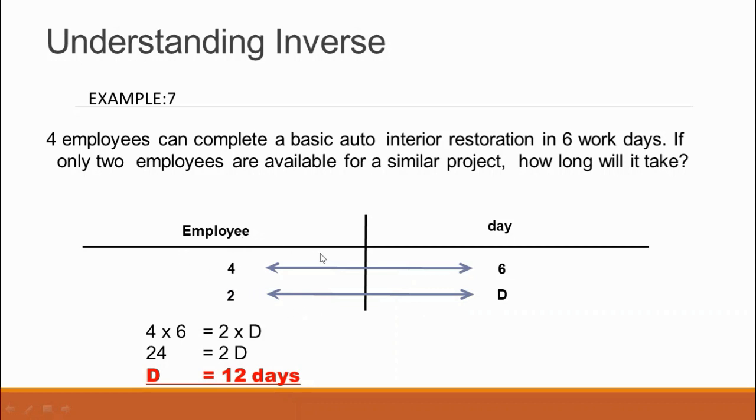And in inverse proportion, I have already told you to multiply the first row quantities: 4 multiplied by 6 and 2 multiplied by d. Since 2 is connected with the unknown, dividing both sides by 2, we obtain the days 12. So here you see 6 days, but now the days for the 2 employees is 12. So employees decrease, days increase.